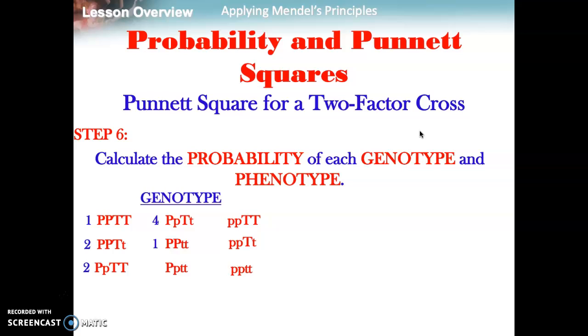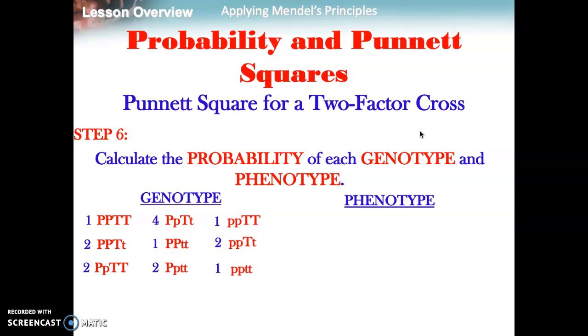We have 1 that has a big P, little t, little t. We have 2 that are big P, 2 little t's. 1 with 2 little p's, 2 big T's, 2 little p's, big T, little t, and only 1 here that has the homozygous recessive genotype. That takes us to our phenotypes.